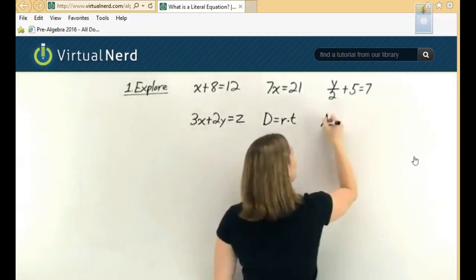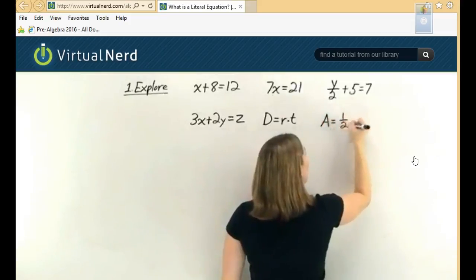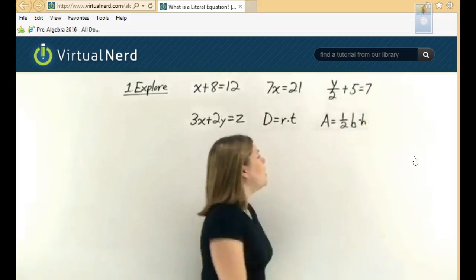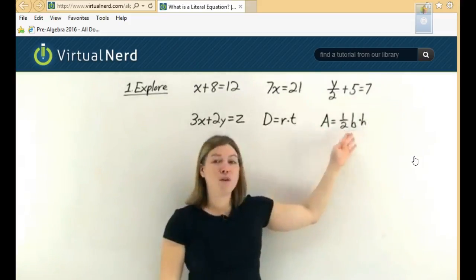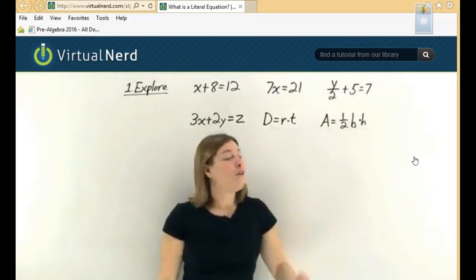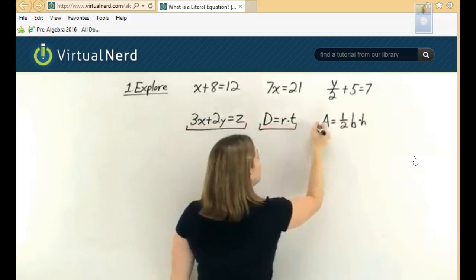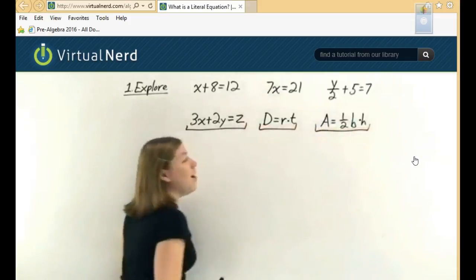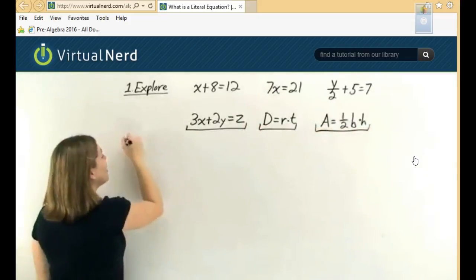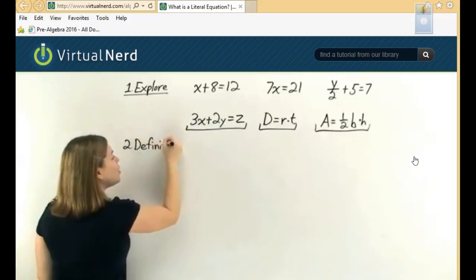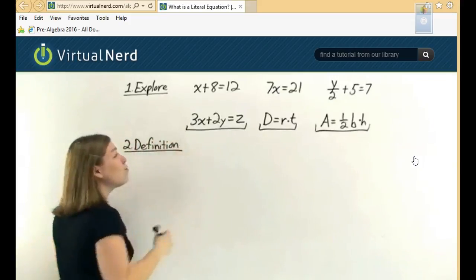Or what if we had something like this? A equals 1/2 times b times h. Here again, we have more than 1 variable. Now each of these equations that has more than 1 variable gets a special name. These equations are called literal equations. A literal equation is an equation that has more than 1 variable.